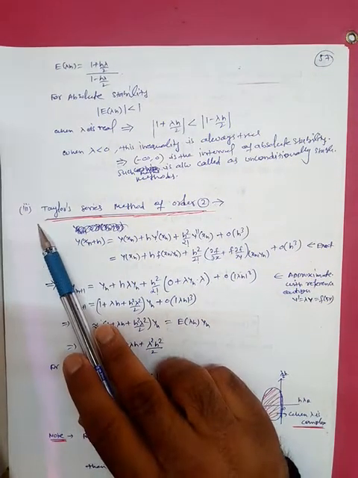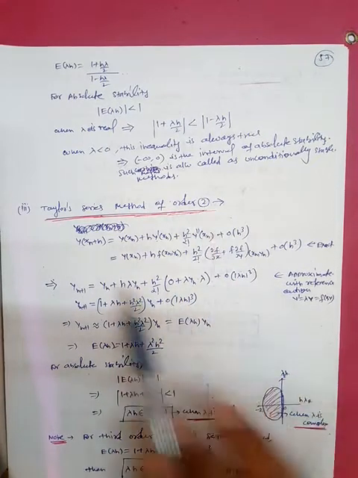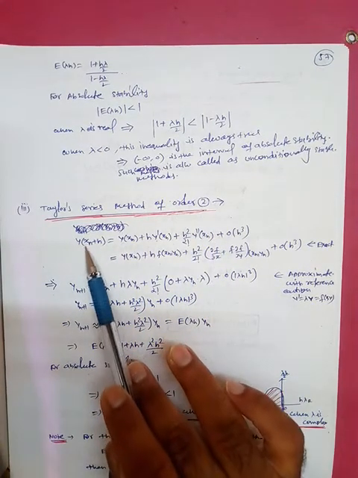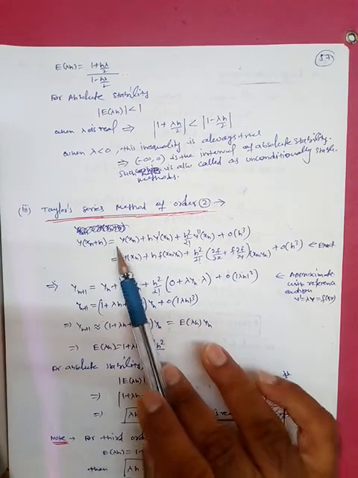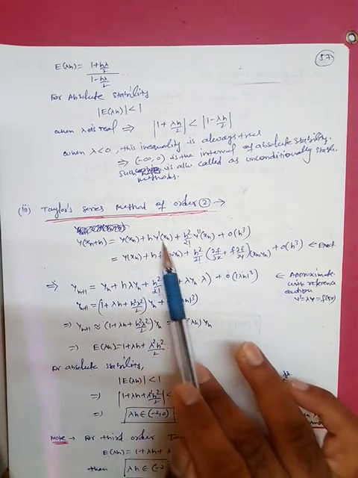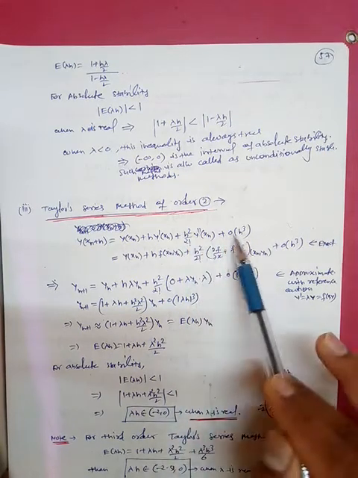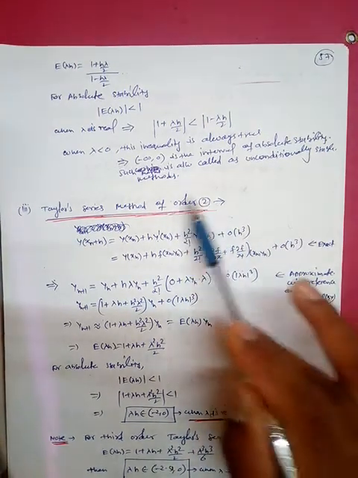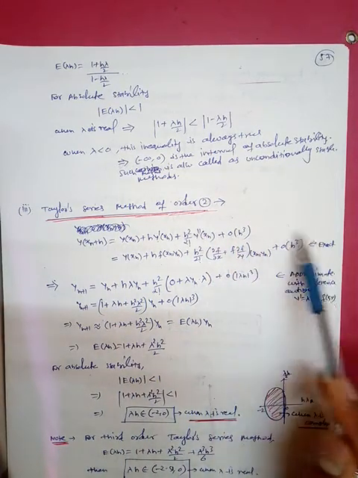Okay, now the third method is the Taylor series method of order 2. So what is the Taylor series method? Suppose this y(xn + h). When you expand this with the help of Taylor series, we will get y(xn + h) = y(xn) + h y'(xn) + h²/2! y''(xn) + higher order terms, because here I am taking the second order method. So we will expand this up to second order, and the rest of the terms are nothing but the error terms.